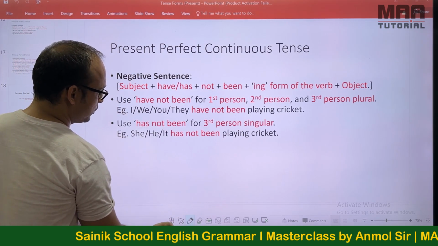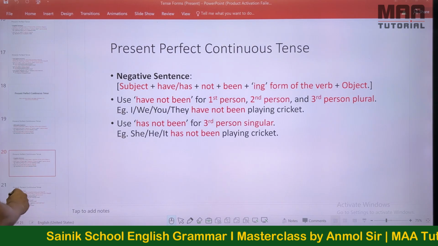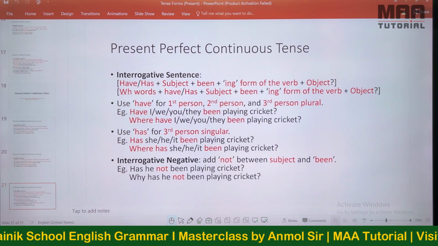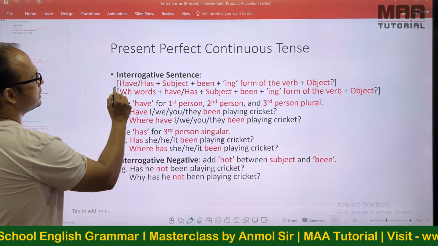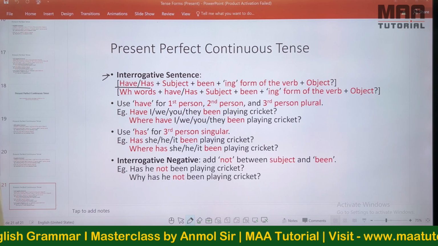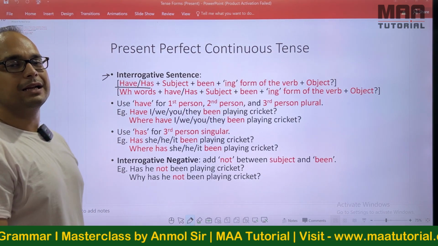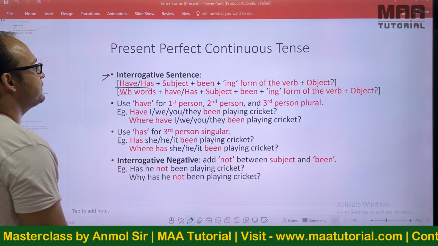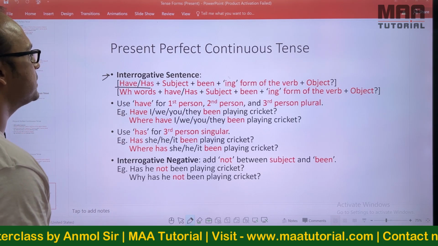And can anybody guess what the structure of the interrogative is going to be? Well, if you said that it is going to start with has, have, then you are correct. It will start with the auxiliary. That is what interrogative structures are, auxiliary before the subject. When I say interrogative structure, all I mean is that the auxiliary will come before the subject. So has, have, subject plus been plus ing form of the verb plus object.